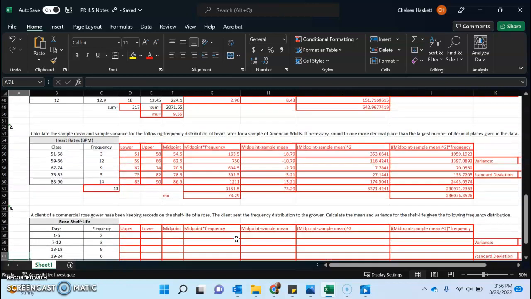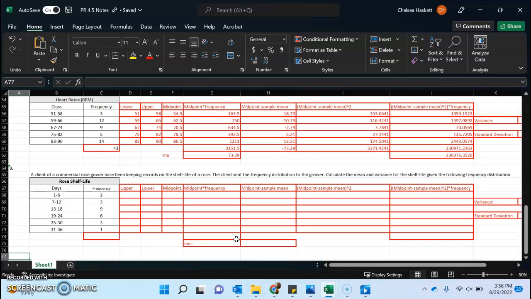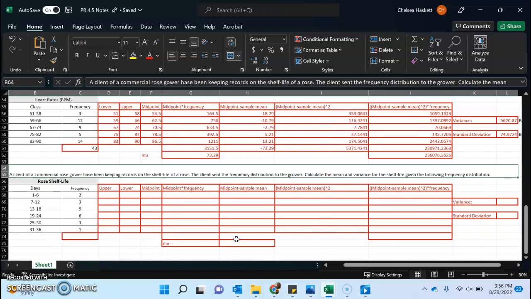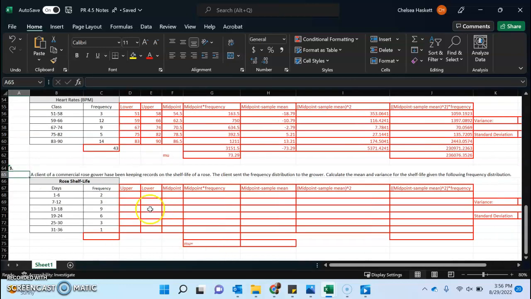A client of a commercial rose grower has been keeping records on the shelf life of a rose. The client sent the frequency distribution to the grower. Calculate the mean and variance of the shelf life given the following frequency distribution. So we're doing the same thing. So I'll first put these in here: 1, 7, 13, 19, 25, 31, and over here we're going to have 6, 12, 18, 24, 30, and 36.